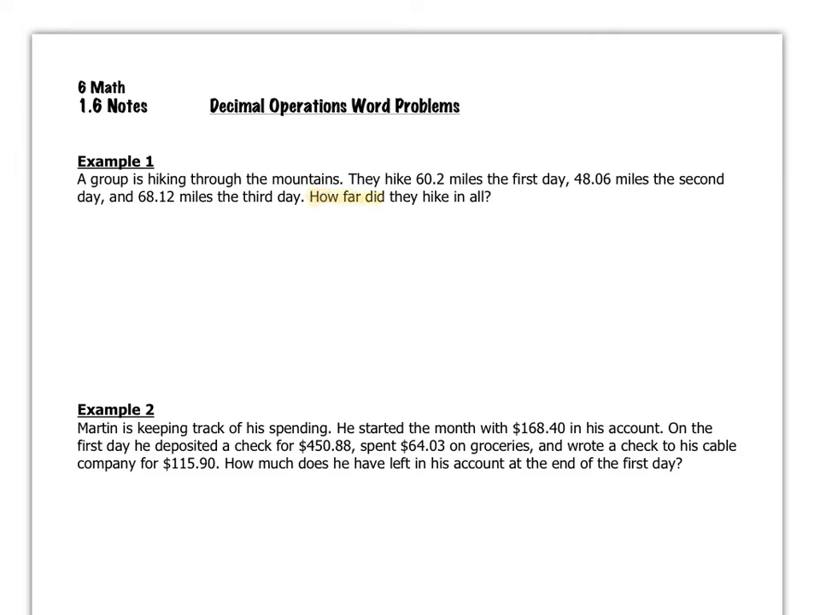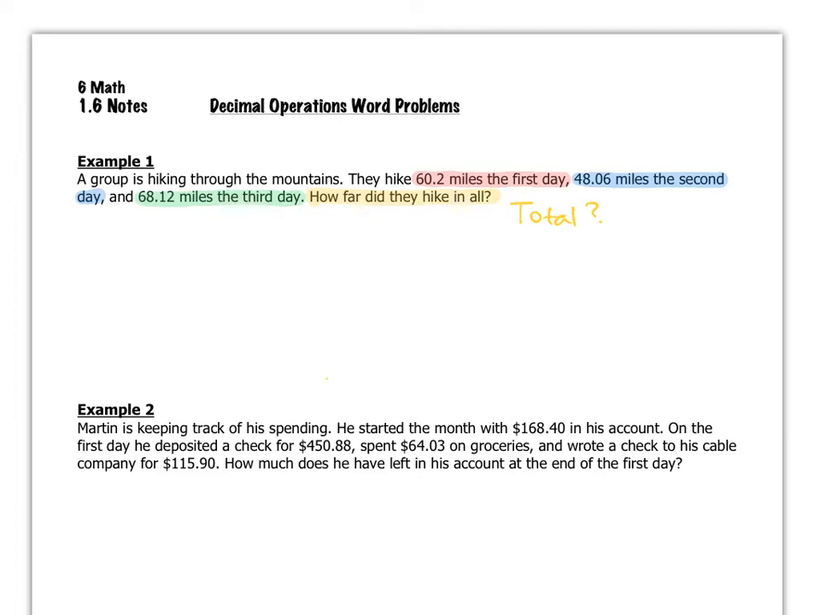And anytime you're being asked to find a total in a problem, you know that's going to involve one of two operations. Okay, it's either going to involve addition or multiplication. For this particular problem, we're going to use addition because they hiked different amounts each day. The first day, they hiked 60.2 miles. The second day, they hiked 48.06 miles. And then the last day, they hiked 68.12 miles.